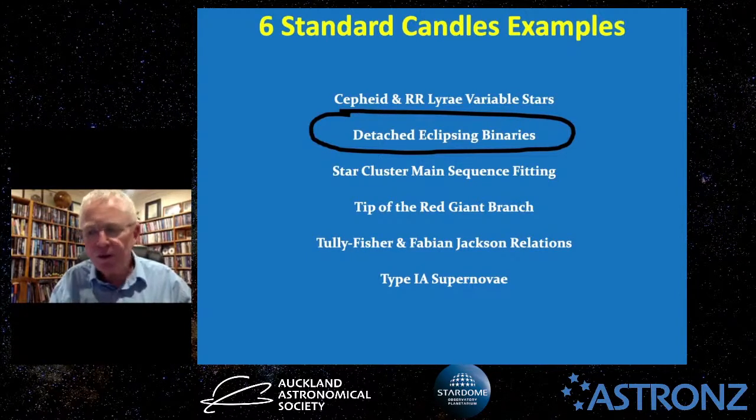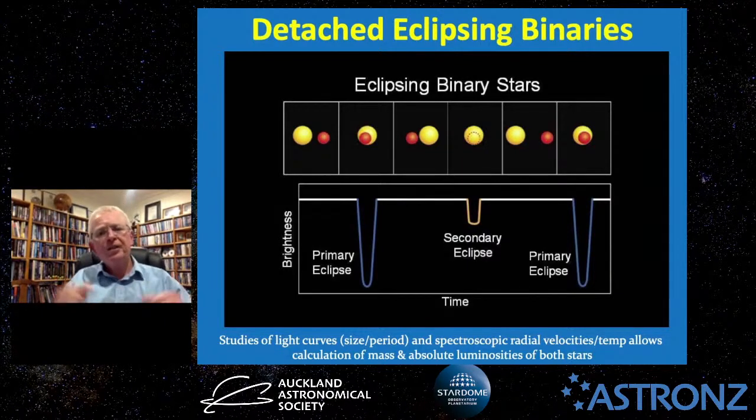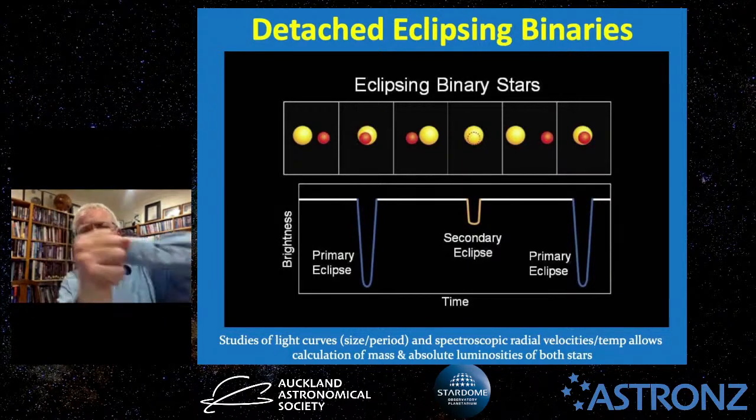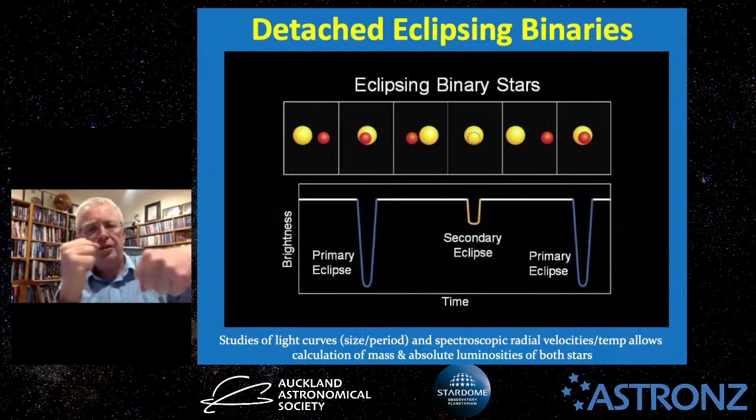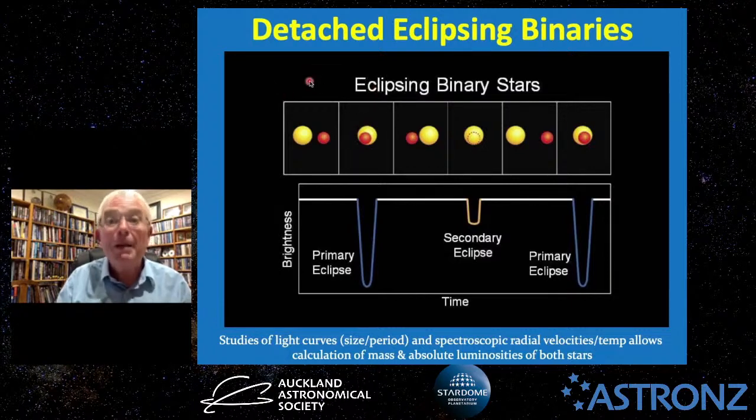So that's Cepheid and variable stars. How about these detached eclipsing binaries? What are they all about? Well, binary stars refers to when you get two stars gravitationally bound going round and round each other. And eclipsing binary stars means that the rotation round each other is in our line of sight, such that one blocks the other one on a regular basis. So that's what an eclipsing binary star system is about.